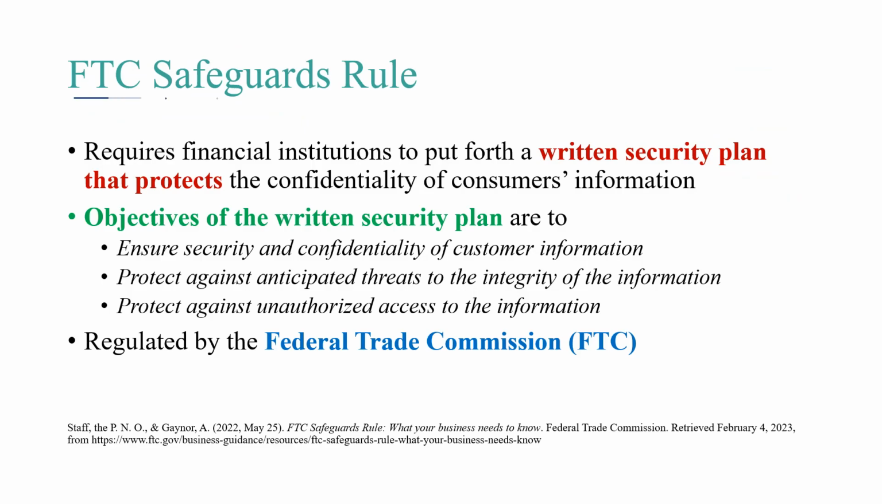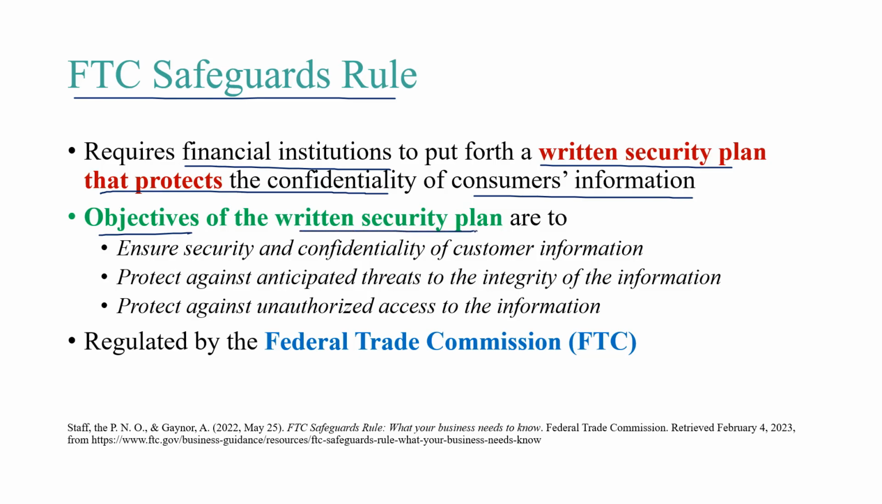Now let's talk about the FTC Safeguards Rule. Now, the FTC Safeguards Rule requires financial institutions to put forth a written security plan that protects the confidentiality of consumers' information. The objectives of the written security plan are the following. First, to ensure security and confidentiality of customer information. Second, to protect against anticipated threats to the integrity of that information. And third, to protect against unauthorized access to that information.